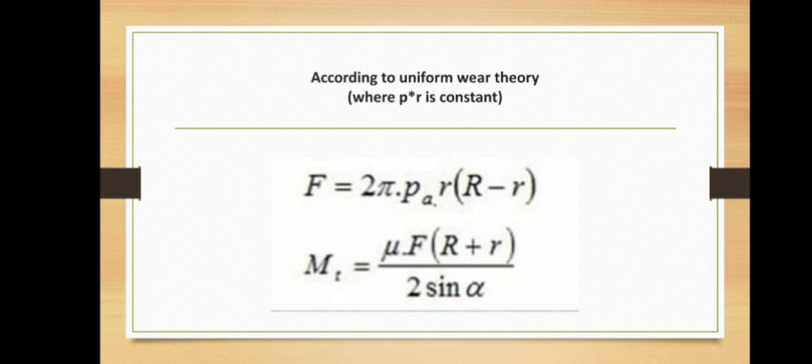According to the uniform wear theory, where the pressure into r is constant, the force is given by F is equal to 2 pi P r into capital R minus small r. Then torque is equal to Mt is equal to mu F into capital R plus small r divided by 2 sin alpha.